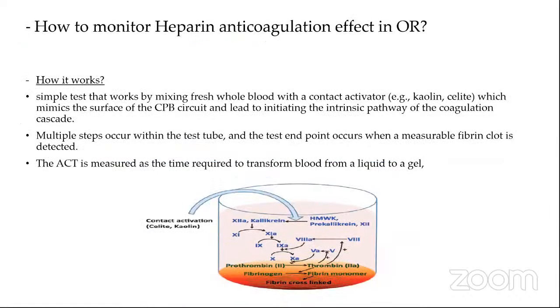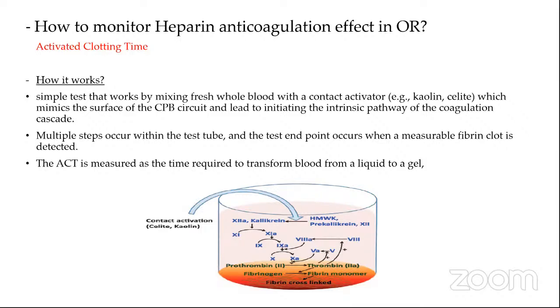How to monitor heparin anticoagulation effect in the OR? Anyone? This is an easy question, I guess. ACT. ACT, okay. So we do something called activated clotting time, or ACT. How it works, it's a simple test that works by mixing fresh whole blood with a contact activator, usually kaolin or celite, which mimics the surface of the cardiopulmonary bypass circuit. So when the blood touches the circuit, it mimics the same thing, okay?